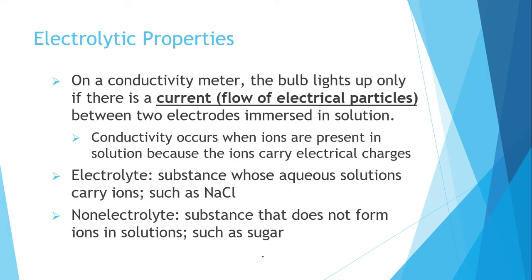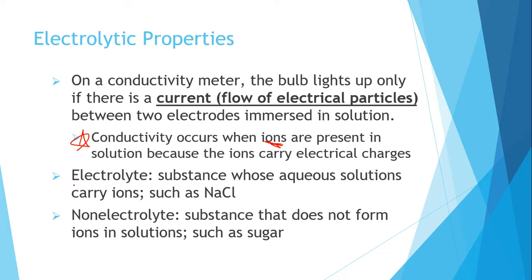So, what does conductivity mean? Well, we can use something called a conductivity meter to figure out the conductivity, or the current or flow of electrical particles. We do this by inserting that meter into an aqueous solution, and the bulb is going to light up if a current is being created. That's because there is a flow of these electrical particles between the two electrodes in the solution. Now, one thing to note is conductivity occurs when ions are present in a solution. The key word is ions, because these ions are the ones that carry electrical charges.